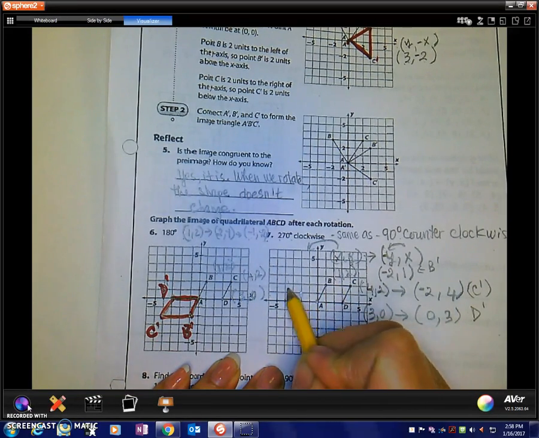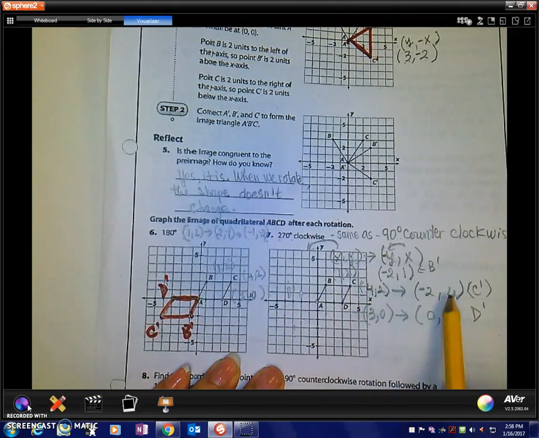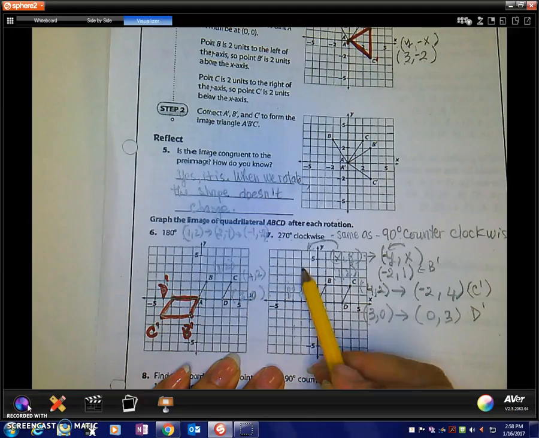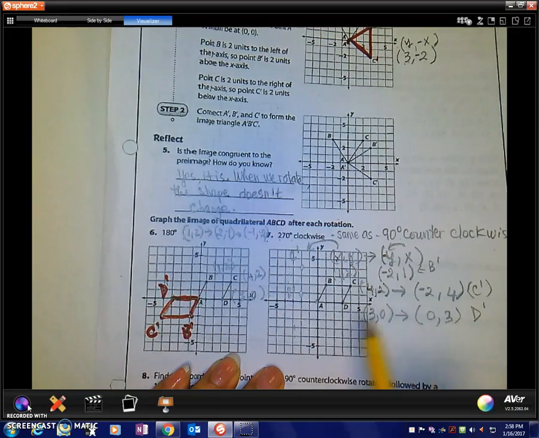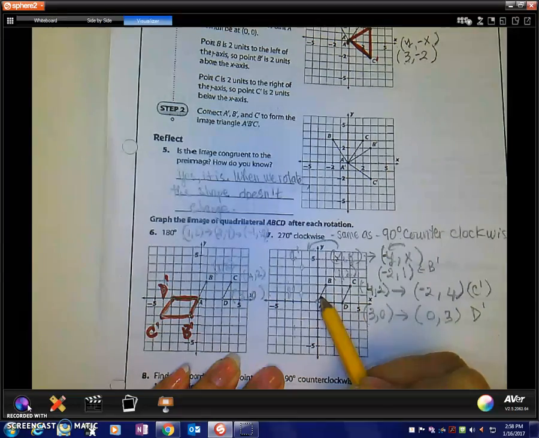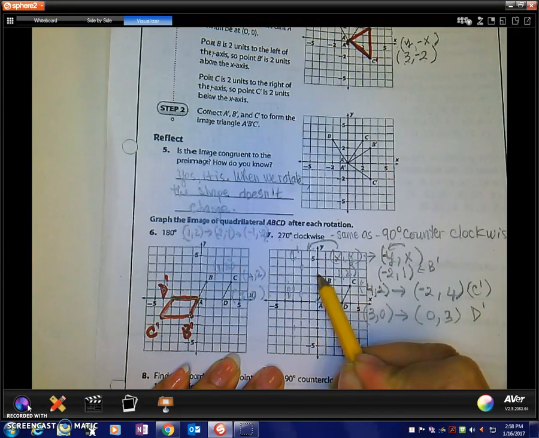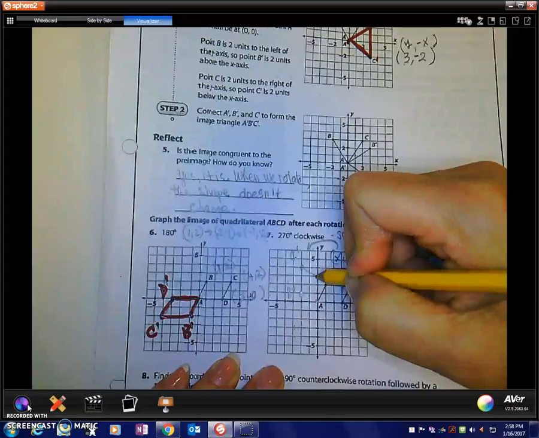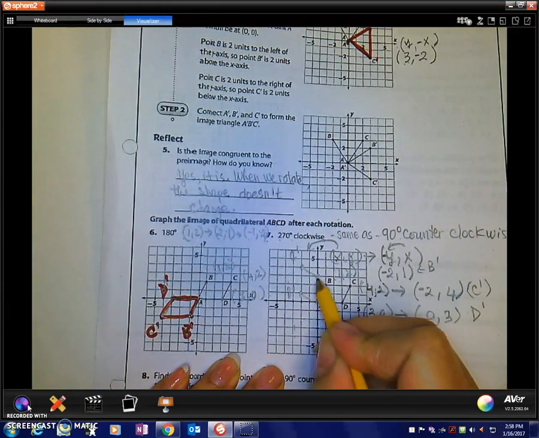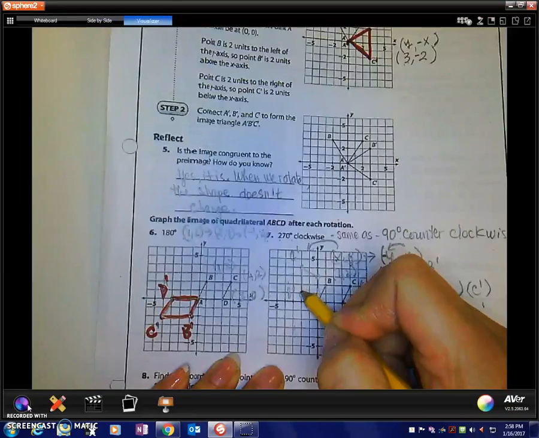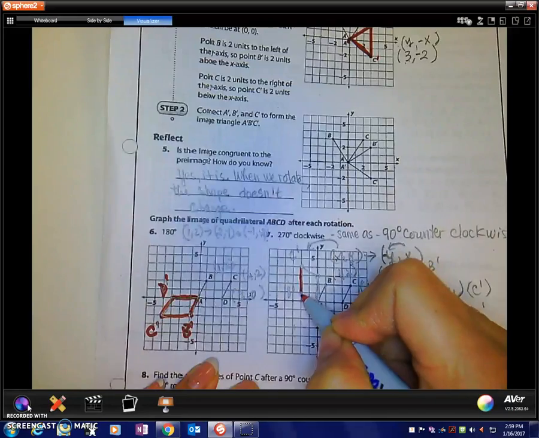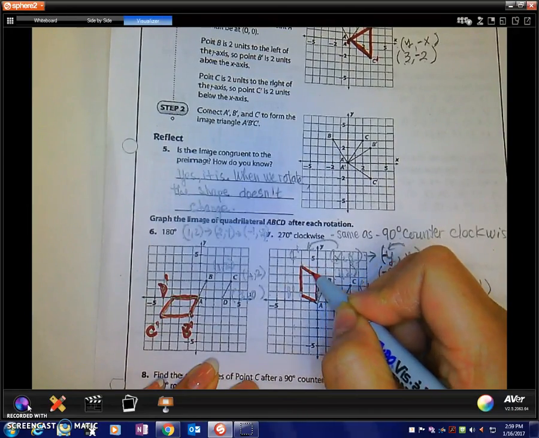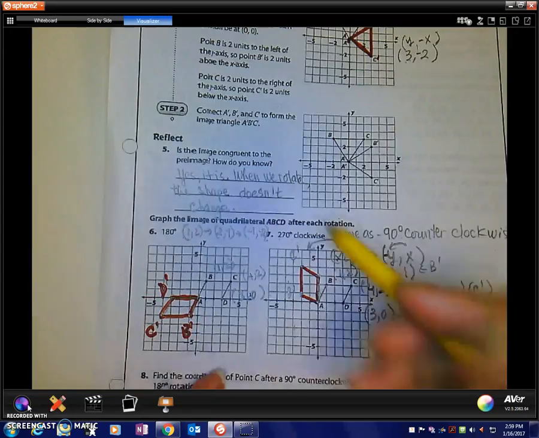That is B prime. And C will be (negative 2, 4). So this is C prime. And D will be (0, 3). So (0, 3) will be here. So our new image is this. So we label this D prime right here.